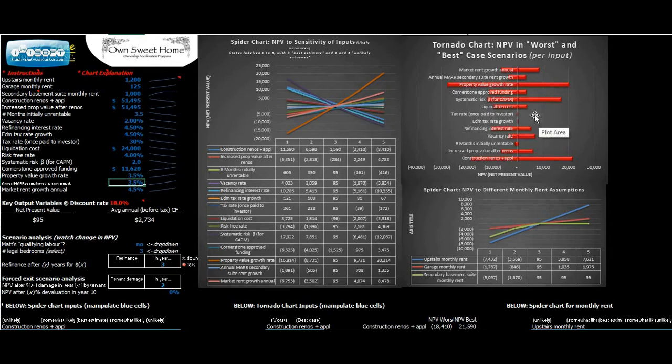This here's called a tornado chart. This is the absolute worst case, which you'll always see to the left of what I think is potentially possible. And on the right-hand side, this is what I think is probably the best case of what's really potentially possible. You see the bands here are really simple.